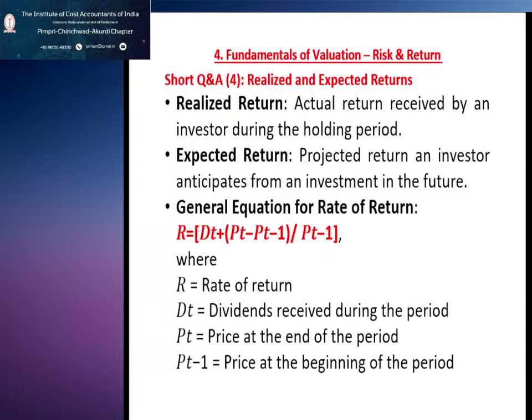Because it's about rate of return on equity, dividends are considered as the projected or actual return. Dividends are the return on investments in shares. That's why the dividend actually received during the period is considered, and divided by the price at the beginning of the period, Pt-1. So this is the general equation for rate of return.